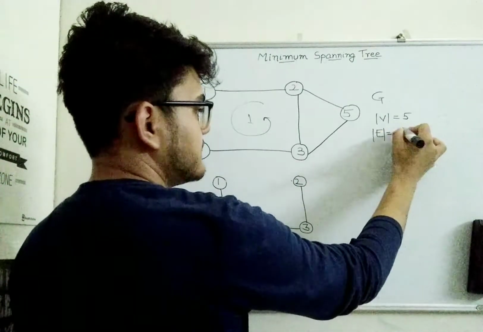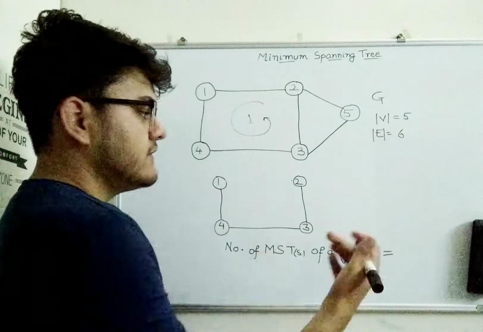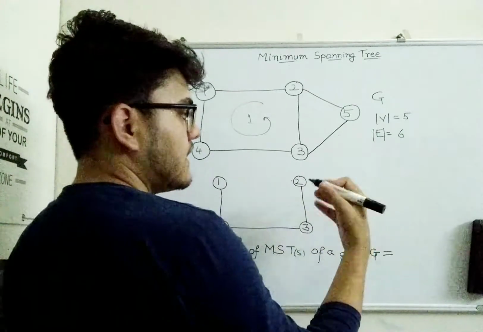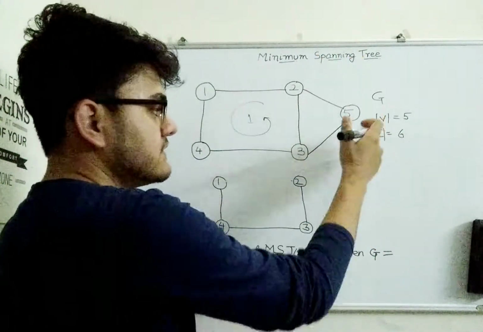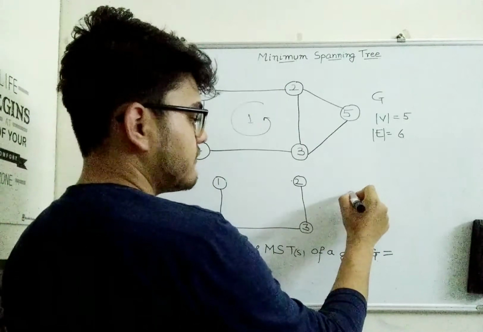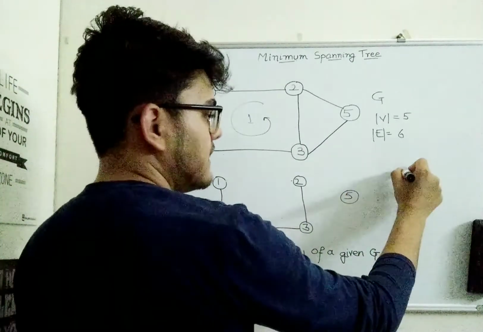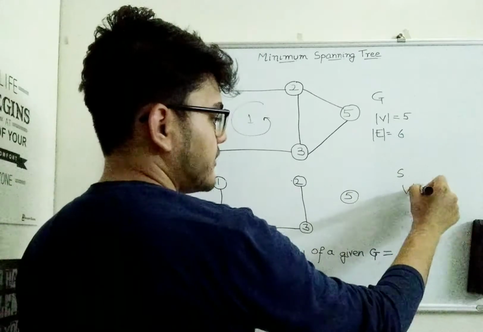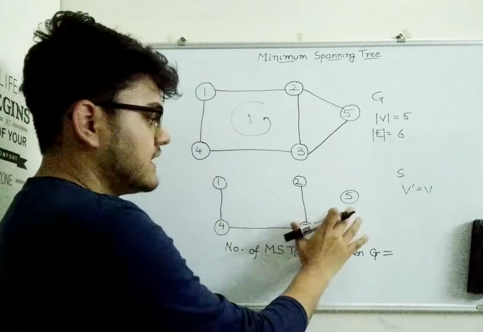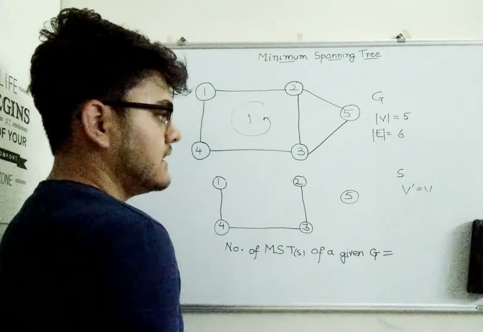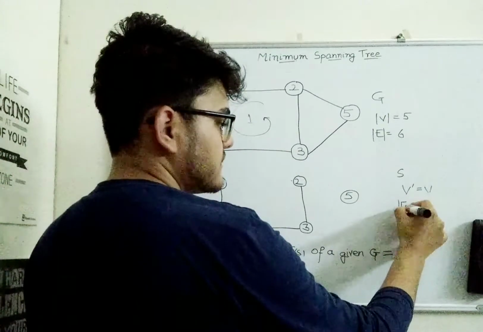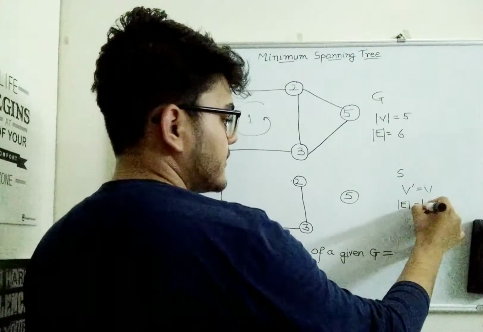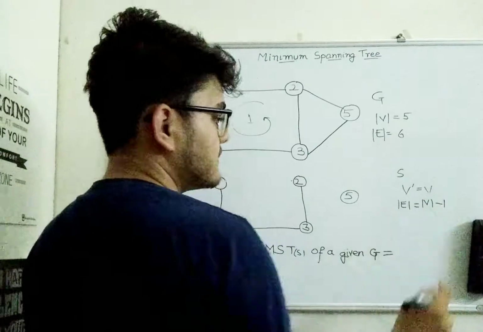So the number of edges is equal to 6. And we know that if we want to create another spanning tree of this graph, we will have to make the number of vertices equal. So V dash will be equal to V. You can see that I have created 5 vertices here. But the number of edges will be equal to the number of vertices minus 1.